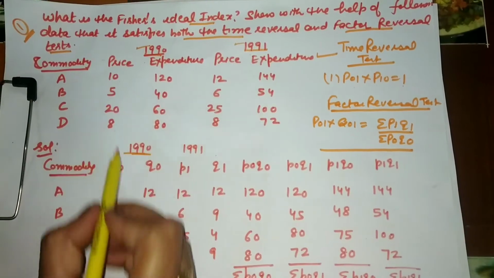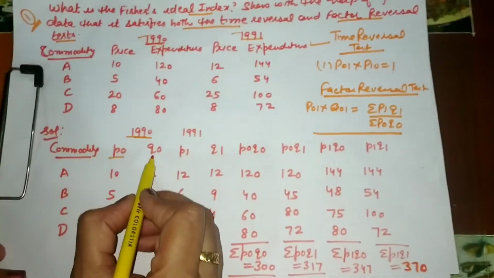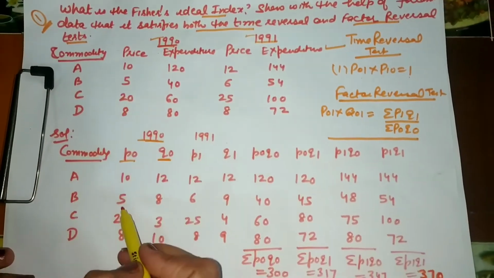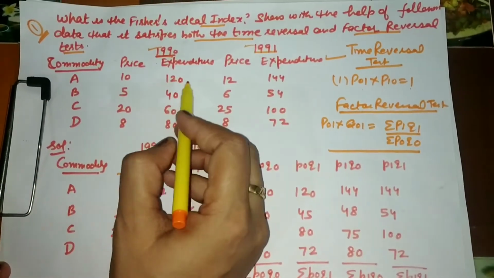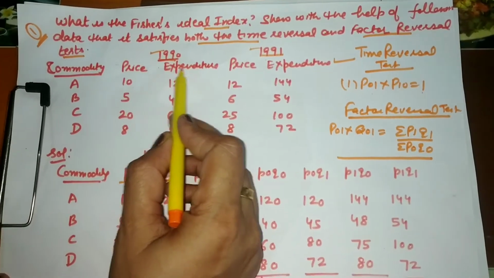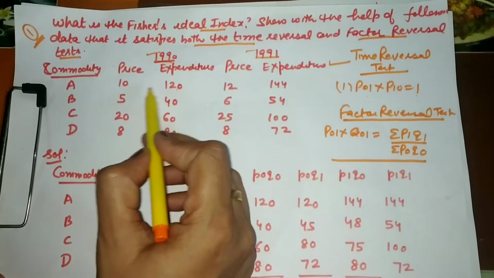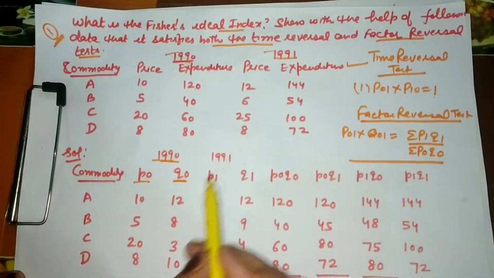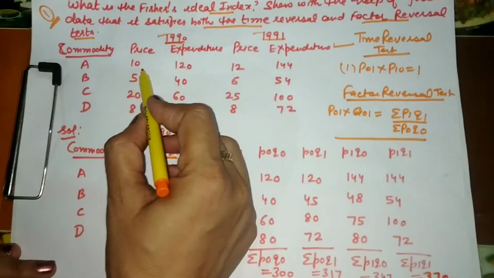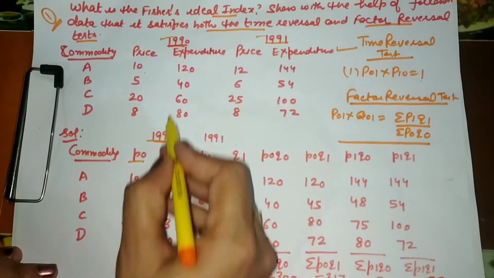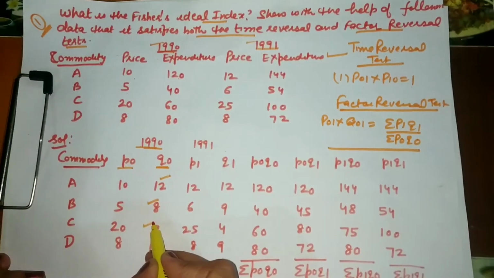So prices are given, I am taking P0, and quantity I am taking Q0. Prices given are 10, 5, 20. So how do I calculate the quantity? I will find the quantity by dividing the expenditure by the price. That means I will divide the expenditure by the price, then I will get the quantity. That is 120 divided by 10, I am getting 12. 40 divided by 5, I am getting 8. 60 divided by 20, I am getting 3.